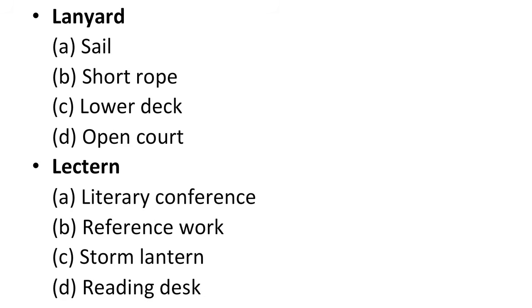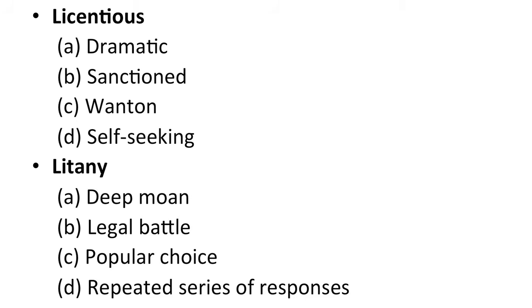Next word, lanyard: A, a sail, B, short rope, C, lower deck, D, open coat. Very tricky word. And another tricky word comes your way, lectern: literary conference, reference work, storm lantern, reading desk. Licentious, very popular word, not all that uncommon, but still you need to know it. A, dramatic, B, sanctioned, C, wanton, D, self-seeking. The next is litany: deep moan, legal battle, popular choice, repeated series of responses.